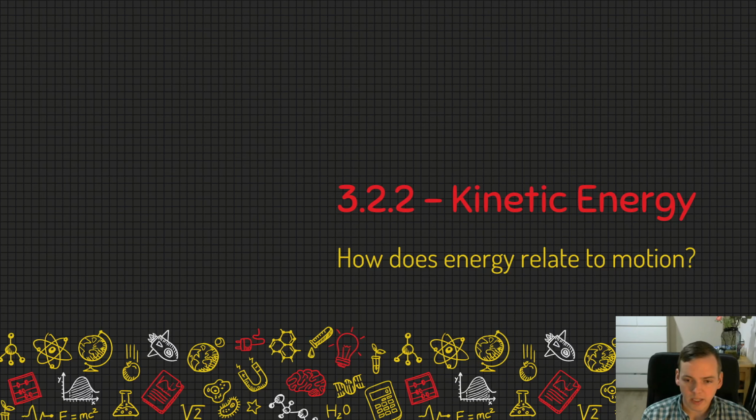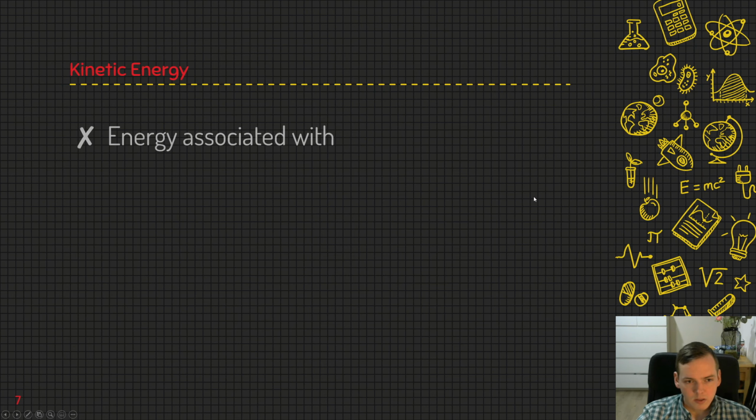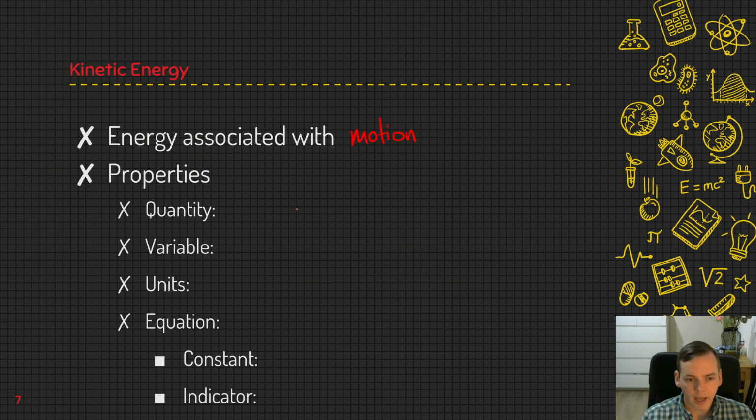This video is going to look at kinetic energy and specifically how energy relates to motion. So kinetic energy is the energy associated with the motion of an object. If an object is moving, the energy associated with that motion we call kinetic energy. And it's got a bunch of properties. Let's go through describing those ideas.